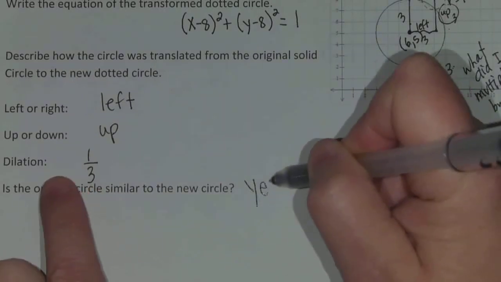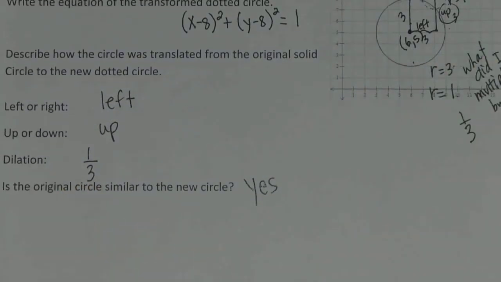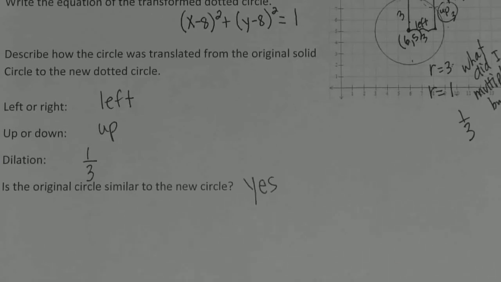And then the last one says, is the original circle similar to the new circle? Well, if we could find that dilation number, we know for sure it was similar, right? But I think we talked about already in a different class about a week ago that every circle is similar to every other circle because the only thing that changes is you multiply the radius by a dilation factor and it will get you a bigger or smaller circle. So anytime I ask you if your circles are similar, your answer is going to be yes.